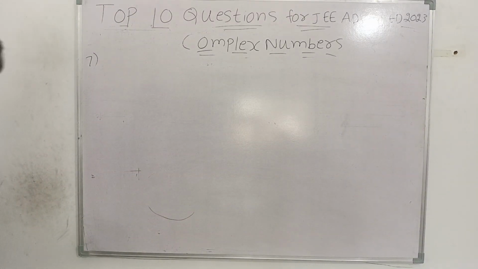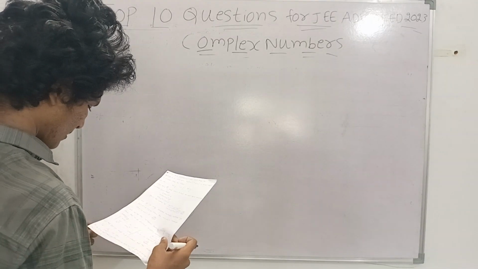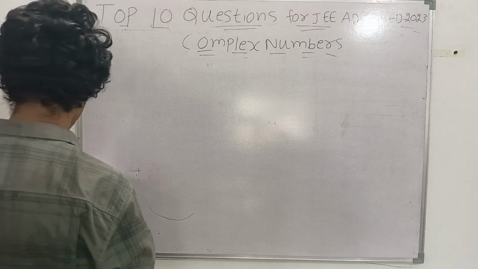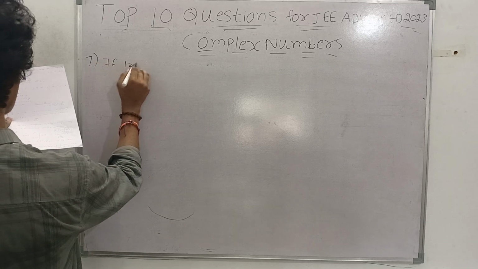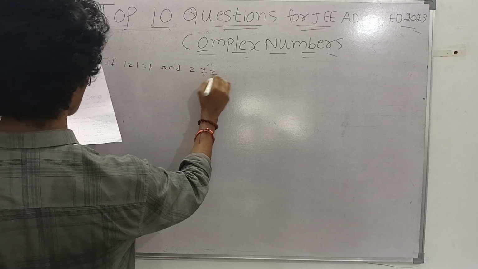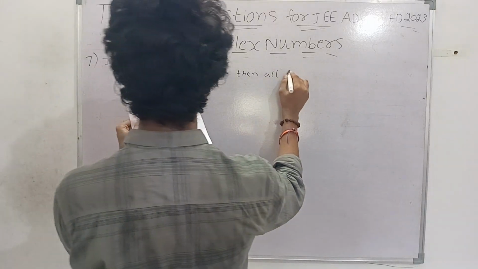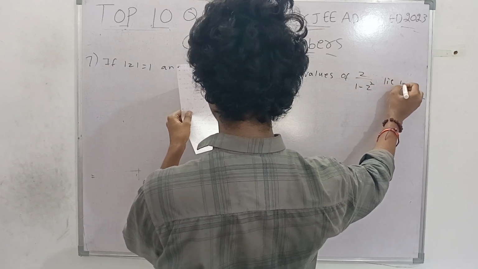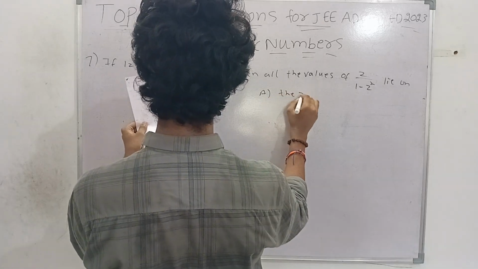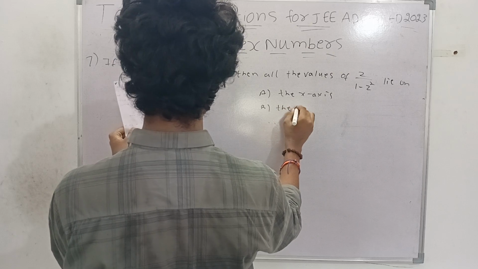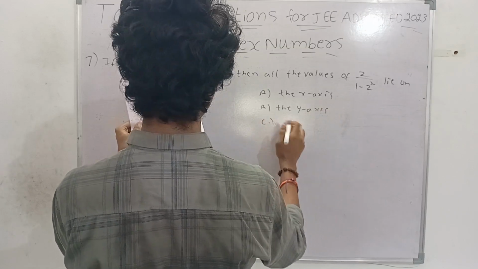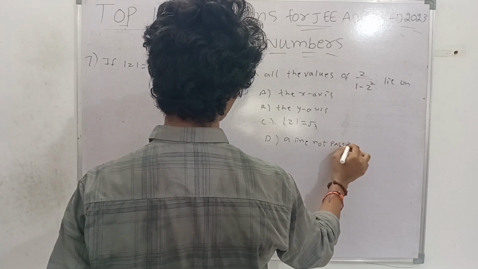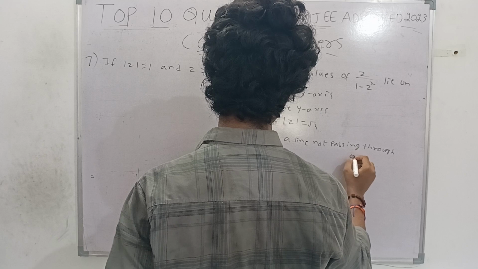Seventh question, guys. Now, if mod z equal to 1 and z not equal to plus or minus 1, then all the values of z divided by 1 minus z square lie on: option A, the x-axis; option B, the y-axis; option C, mod z equal to root 2; option D, a line not passing through origin.